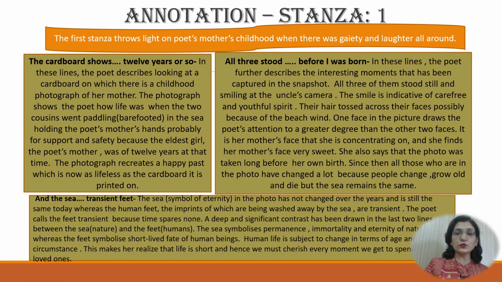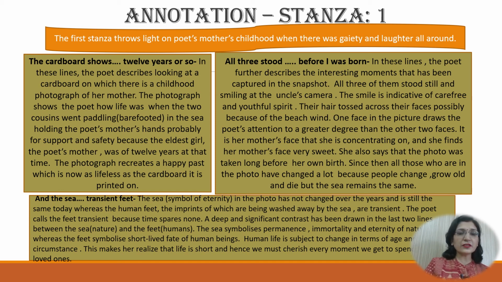Now, the last two lines of the first stanza are very crucial, because they convey that the sea in the photograph has not changed over the years and is still the same today, whereas the human feet, the imprints of which are being washed away by the sea, are transient. The poet calls the human feet transient because time spares none.